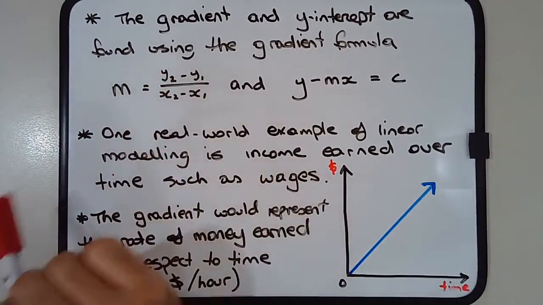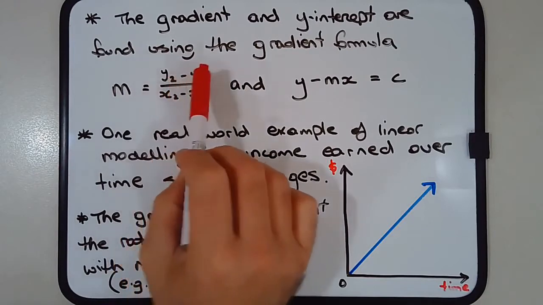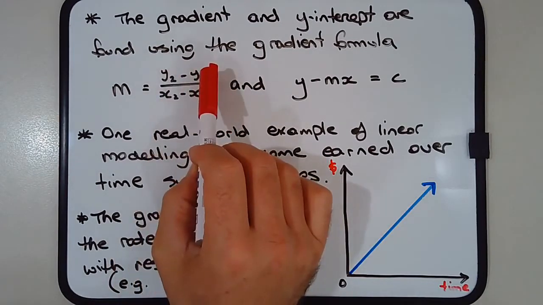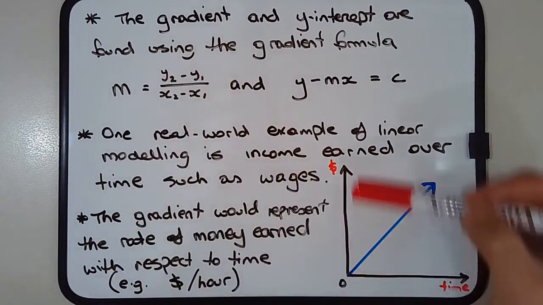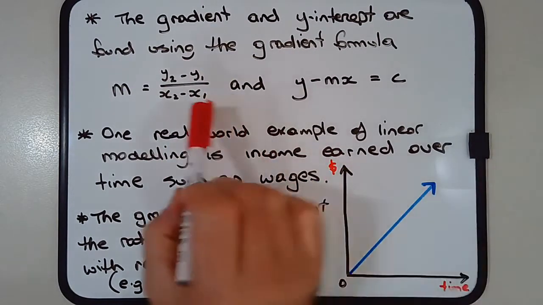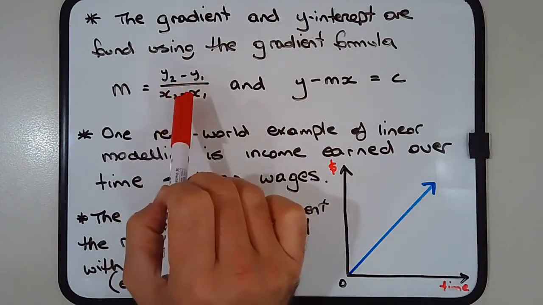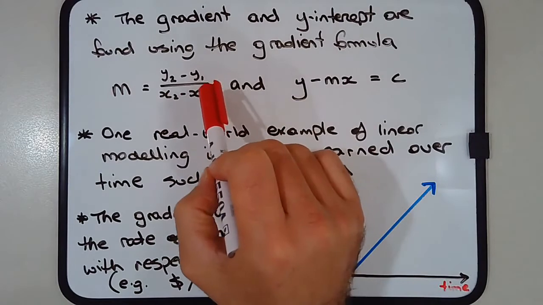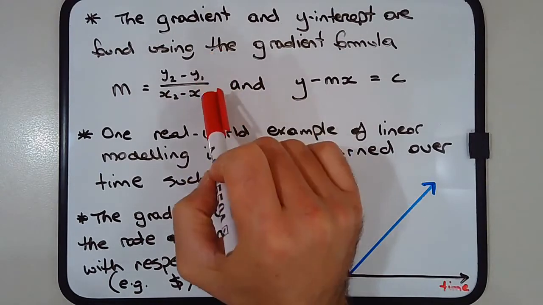The gradient can be found using the gradient formula. We've seen this formula already. So m equals y2 minus y1 over x2 minus x1. y2 minus y1 is the change in the dependent variable, the vertical axis, over the change in the independent variable, so this is the change horizontally. So vertical change over horizontal change, rise over run.